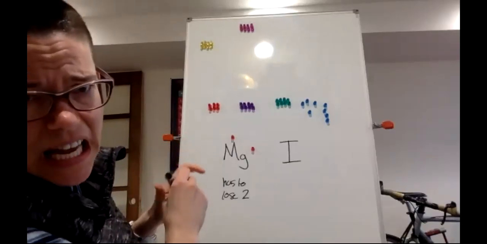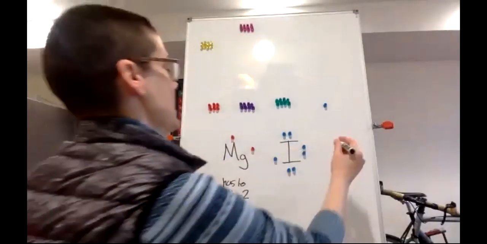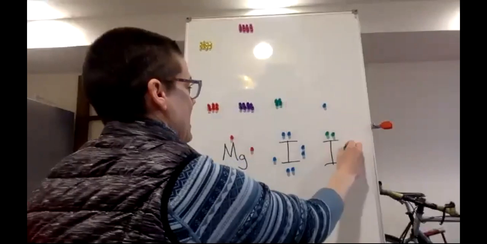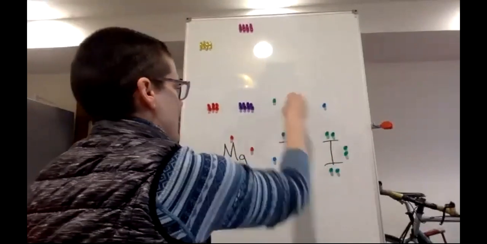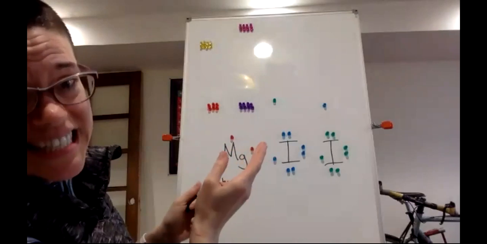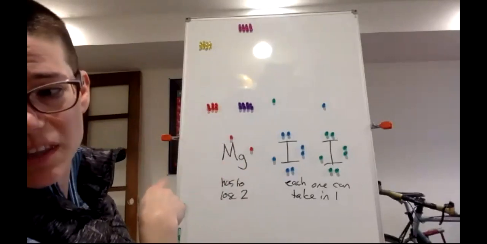But iodine has how many? 7. All right, so 1, 2, 3, 4, 5, 6, 7. It says that you've got 2 iodines. Each one has 7. So how many electrons can a single iodine take in? Just 1. So each one can take in 1. So does it make sense why you need 2 iodines paired with the magnesium?